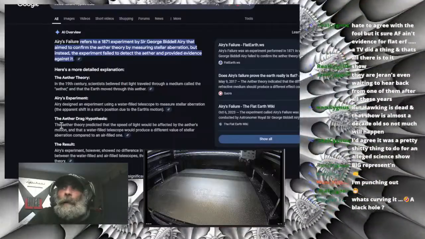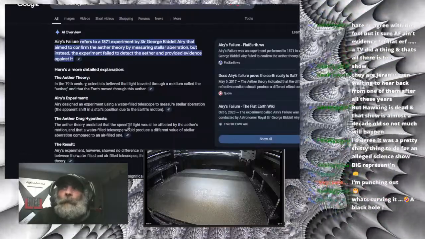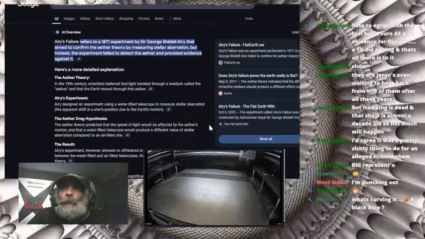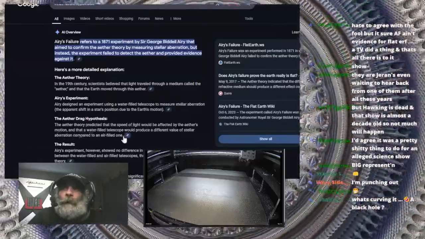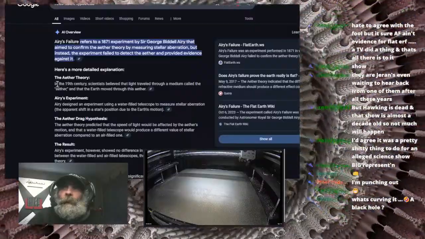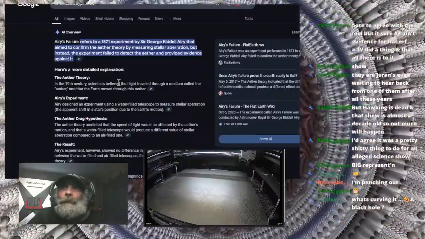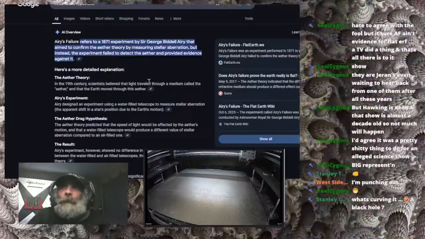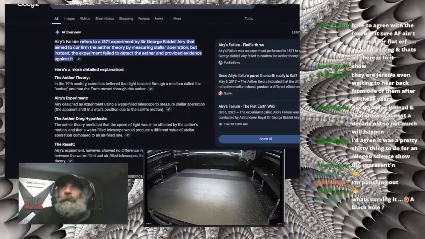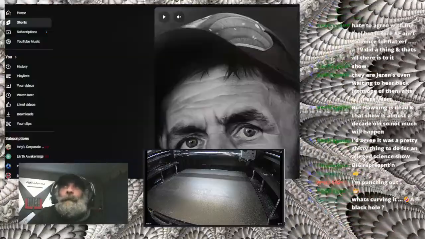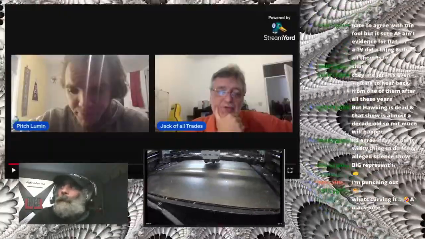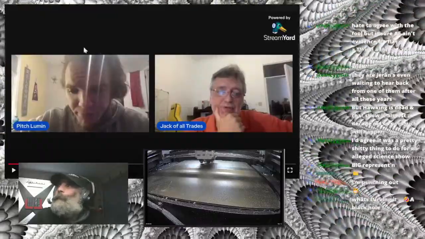The ether theory predicted that the speed of light would be affected by the ether's motion, and that a water-filled telescope would produce a different value of stellar aberration compared to an air-filled one. In the 19th century, scientists believed that light traveled through a medium called the ether, and that the Earth moved through this ether. It's not that he was trying to prove that the Earth moved. They were trying to prove that it needed an ether to move through.